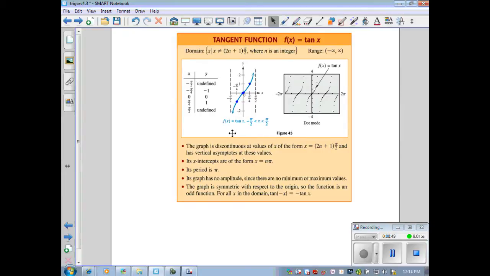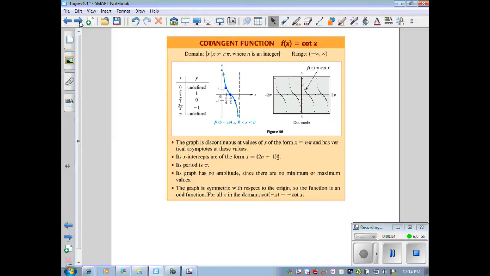The graph is symmetric with respect to the origin, so the function is an odd function. The cotangent function looks like it's just the reverse of the tangent function, flipped. The graph is still discontinuous. It has asymptotes. Again, there are x-intercepts, but this one is x equals the quantity 2n plus 1 times pi over 2. Its period is pi. Its graph has no amplitude. Again, the y values, positive and negative, go to infinity, and it is also an odd function.